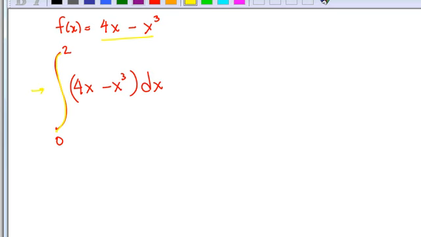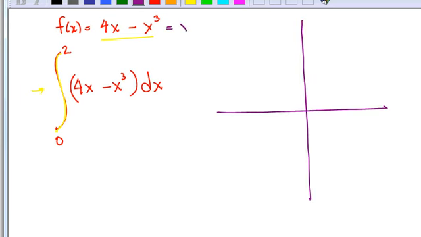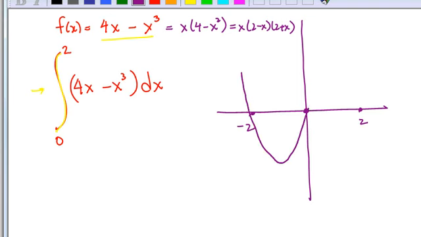So let's first start by making a diagram of what we've got. We've got a function, and if I factor it, it'll help me graph it. So I've got x and 2 minus x and 2 plus x. So I've got three roots, one at 0, one at 2, and one at negative 2. And the function will look something like this.